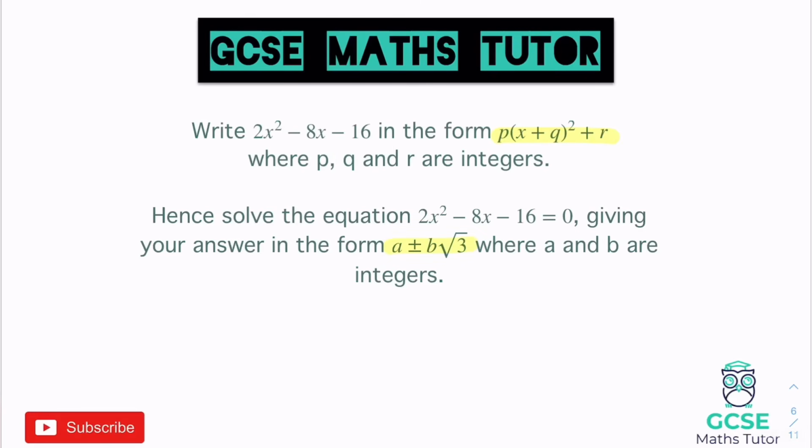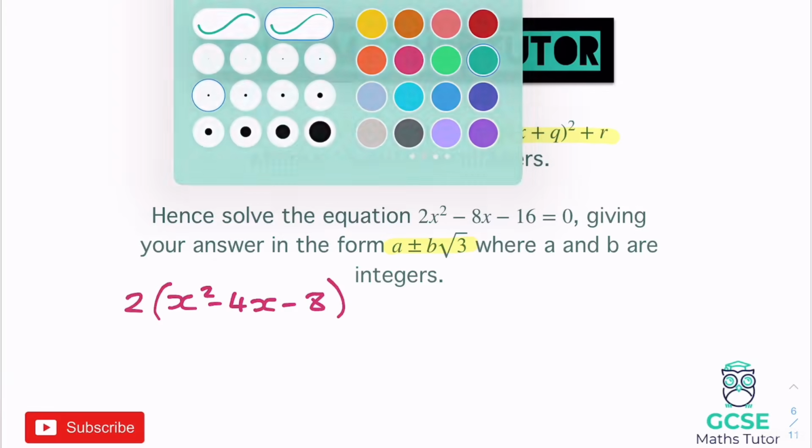So let's start with completing the square. So we'll take out that factor of 2, so we have 2 lots of x squared minus 4x minus 8, okay, and then let's complete the square for what's inside. I'm going to swap colours like I've done before, there we go.